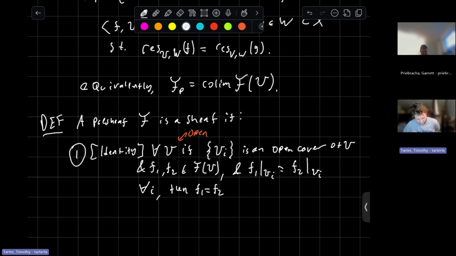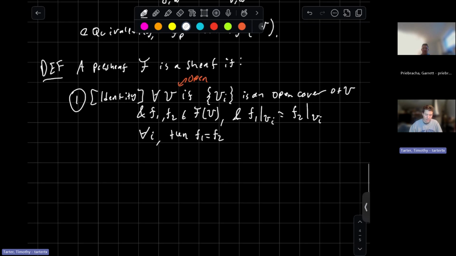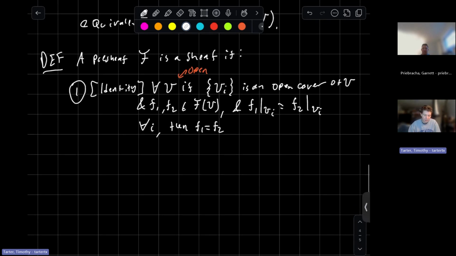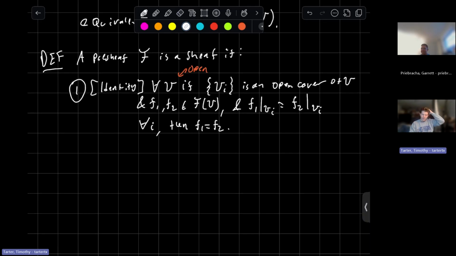So the idea is like they don't have to, I guess they do kind of have to agree, don't they? I'm trying to think of how this wouldn't just mean that it's the same thing on all of U. And I think it might mean that exactly. I'm just trying to make sure that it's not. Let me write down the second thing.